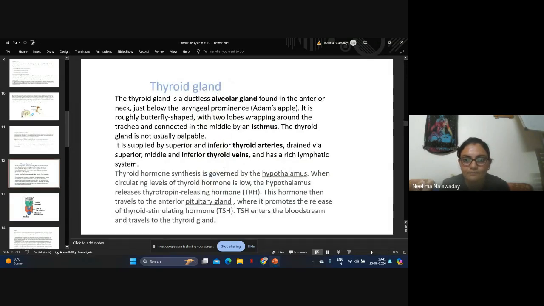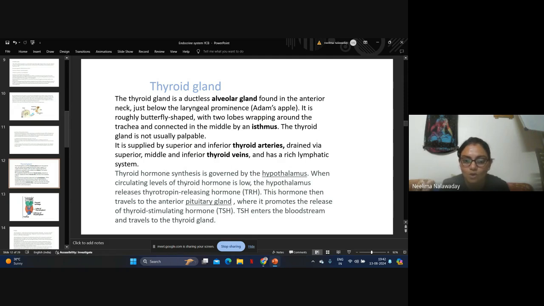The thyroid gland lies just below the Adam's apple. It is called the Adam's apple. It is roughly butterfly shaped, with two lobes wrapping around the trachea and connected in the middle by the isthmus. The thyroid gland is not usually palpable.